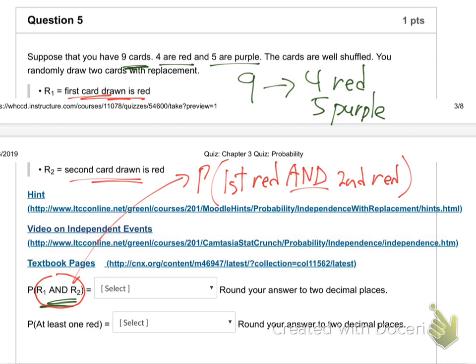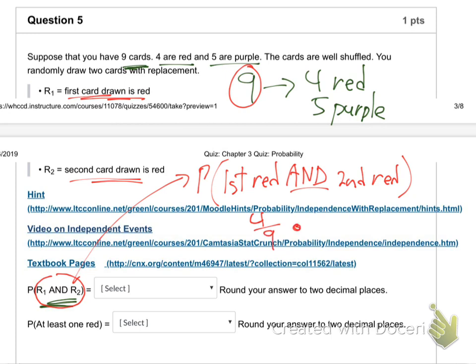So what's the probability the first is red and the second is red? Well, let's just start with the first. What's the chance the first card comes out red? So how many total cards are there? 9 total cards, right? Yes, everybody has a different number. And how many of those are red? 4 out of 9. So it would be 4 out of 9 and times.